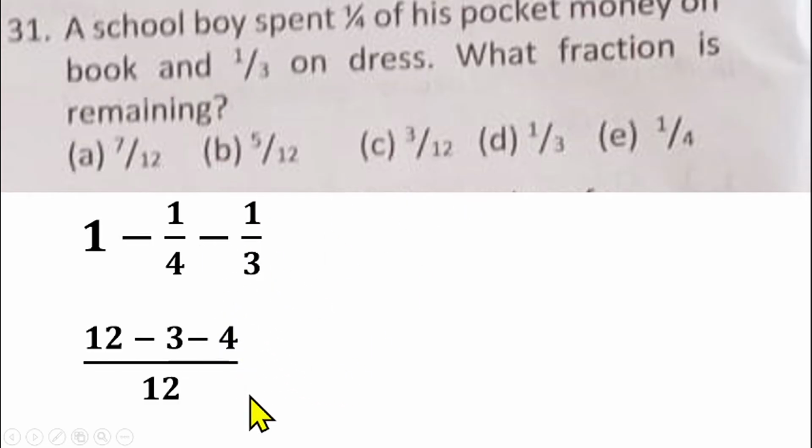If you simplify this, the LCM is 12. 12 times 1 is 12, minus 4 (12 divided by 4 is 3, times 1 gives us 3), minus 3 (12 divided by 3 is 4, times 1 gives 4). So if we simplify this, that will be 12 minus 7, which gives us 5 over 12, which is the leftover, and that is option B.